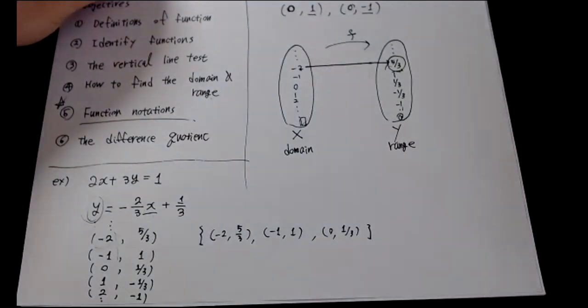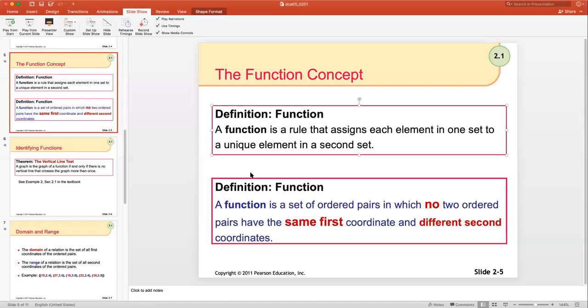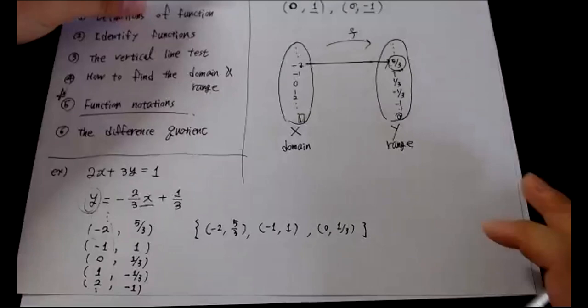Anyway, back to the slide. Now the next one: a function is a set of ordered pairs in which no two ordered pairs have the same first coordinate and different second coordinate. Why do I ask you to memorize this one? Because you're going to use this definition a lot. So let's figure out the meaning of this definition. A function is a set of ordered pairs in which no two ordered pairs have the same first coordinate but different second coordinate. So it means this.